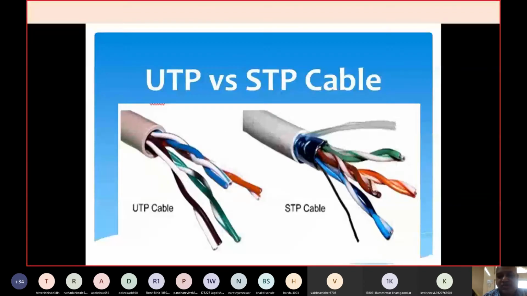So these are the differences between the cables, and if you see, there will be an additional layer, a shielding layer, provided over this, and that could have some other benefits in STP cable.